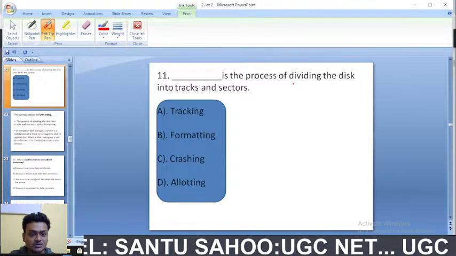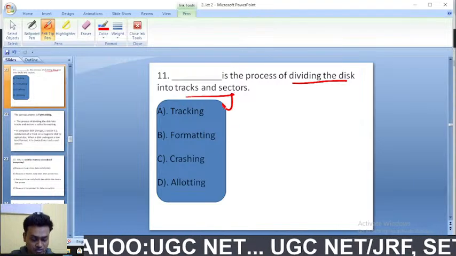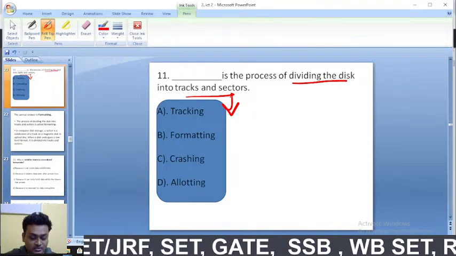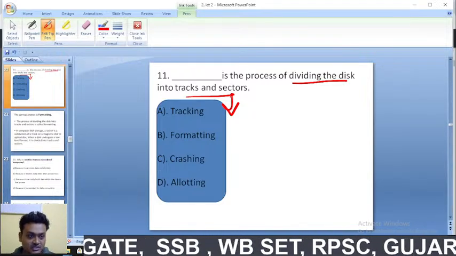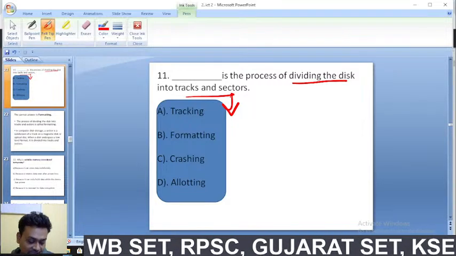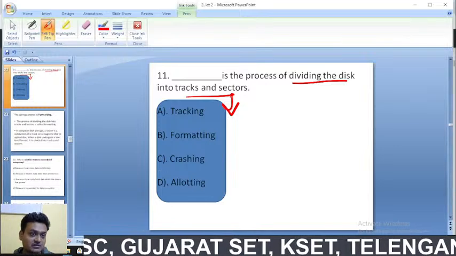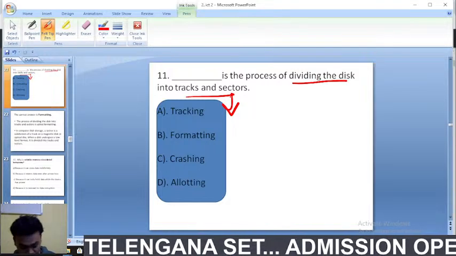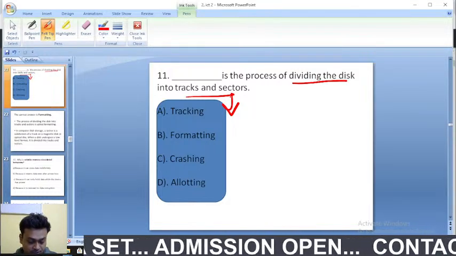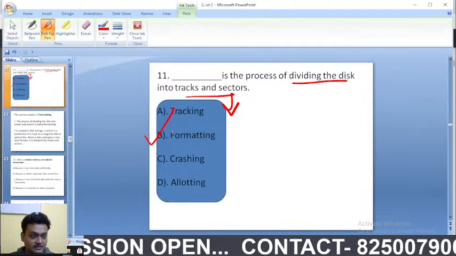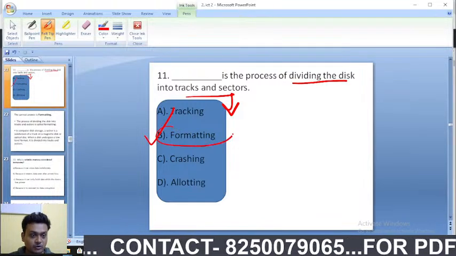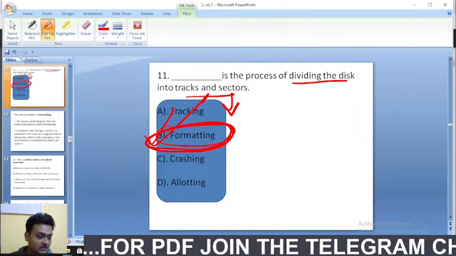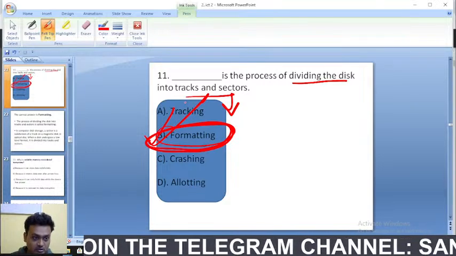Dash is the process of dividing the disk into tracks and sectors. Got it, Nipa? Yeah, Archana too. Is it tracking, formatting, crashing, or allotting? What is the process? Got it. It is formatting. Exactly. Got it, Pramod. Formatting is the process of dividing disk into tracks and sectors. So B is the right answer. It's B, not crashing.